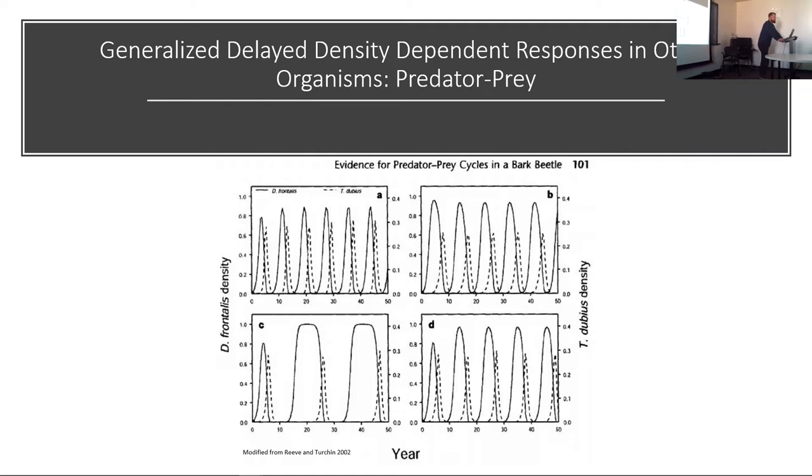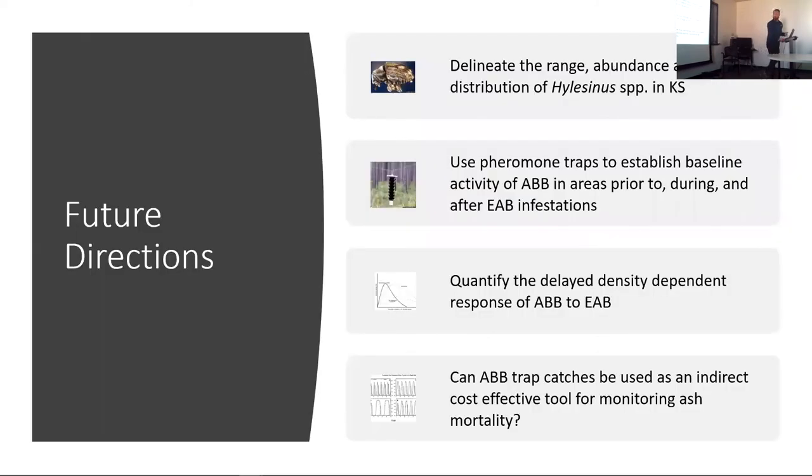So that's just the kind of stuff that they've been able to model, and maybe we'll be able to do that with emerald ash borer. And so that kind of describes what I'm trying to do. Maybe if successful, it'll be kind of neat. Maybe somebody will care about it, but that's kind of where we're at with this ash bark beetle.